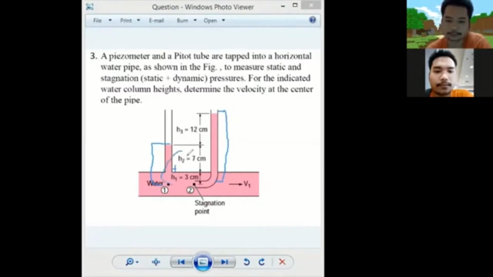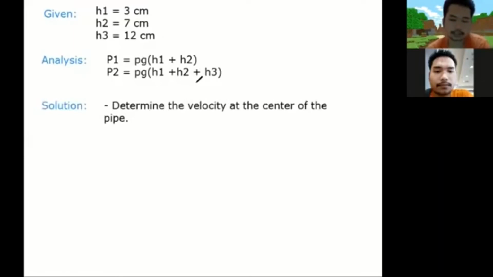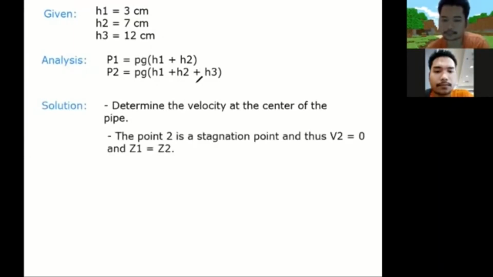So this is our point 1. Our point 2 is H1 plus H2 plus H3. And so our analysis is this: P1 equals ρg(H1 plus H2), and P2 equals ρg(H1 plus H2 plus H3). Since we want to determine the velocity at the center of the pipe, we consider point 2 a stagnation point, and thus the velocity there equals 0. As usual, Z1 equals Z2, or H1 equals H2.